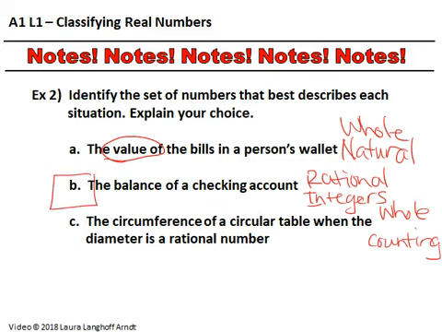Now, the circumference of a circular table. It's a circle. The circumference, that means it includes, it doesn't even matter if the diameter is a rational number. It includes pi. That means it's going to be irrational. Anything that includes pi is going to be irrational.